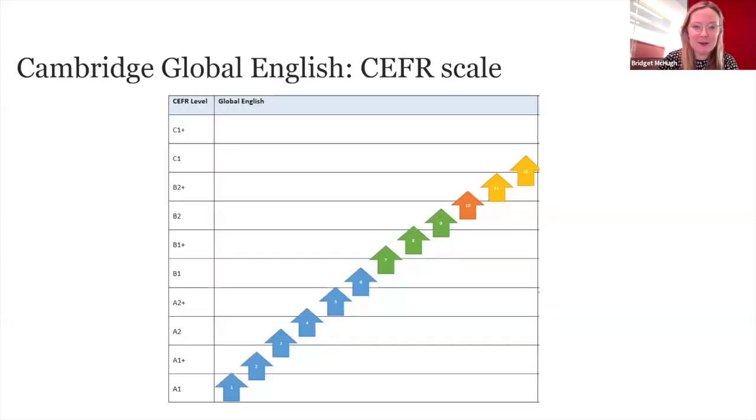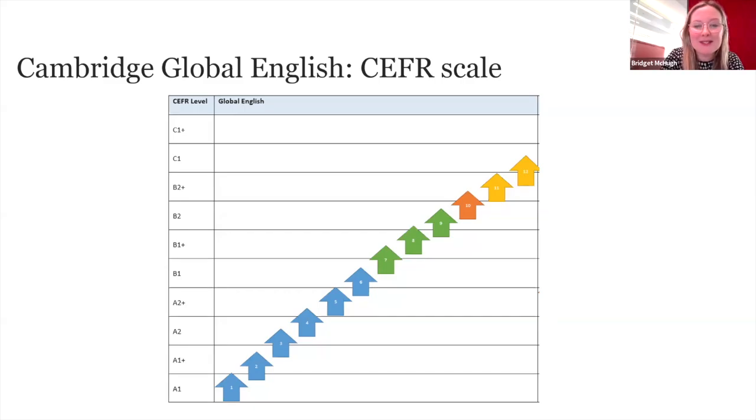If you go to the next slide, Jen, I've seen some questions in the chat about this as well. We've really tried to give a smooth progression through the stages. So the arrows represent each Global English stage. The blue arrow at the bottom, that's Global English stage 1 that links to A1 on the CEFR scale. And then these arrows go up. You'll be able to see in the green arrow, that's Global English stage 8. It's quite small, but that links to B1 plus.